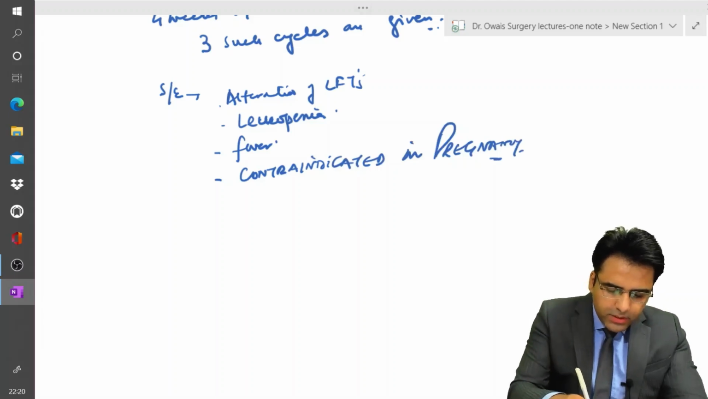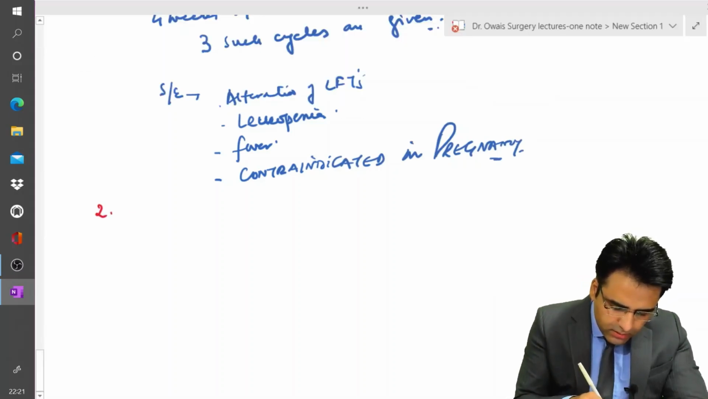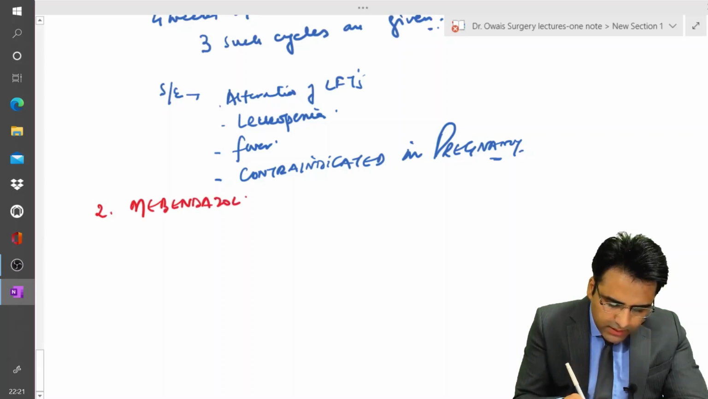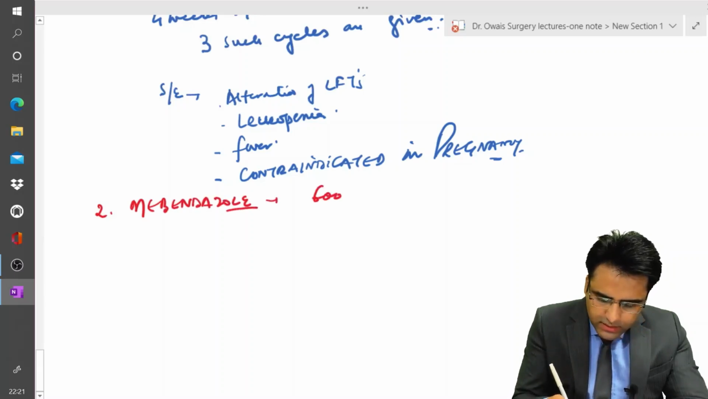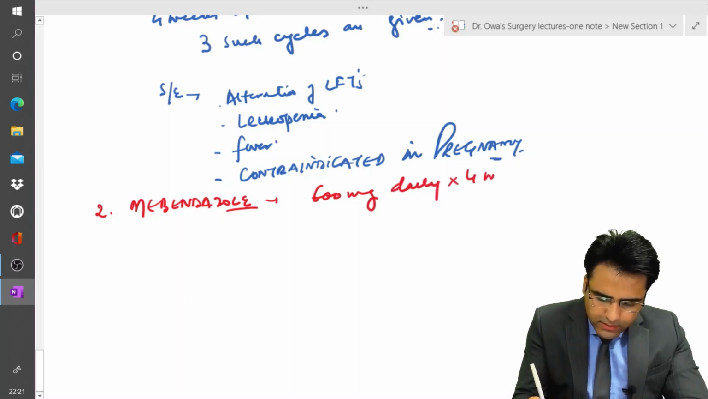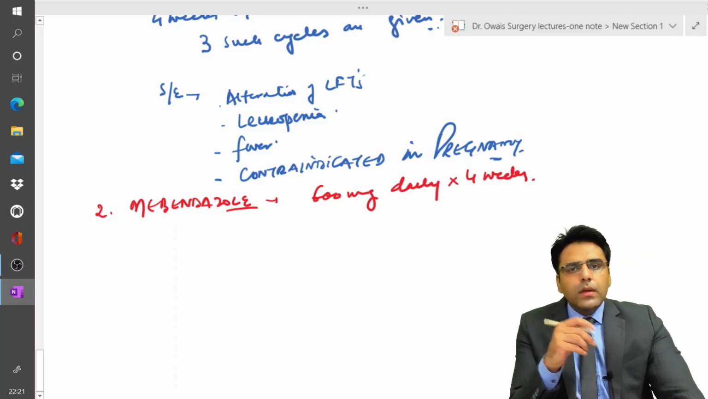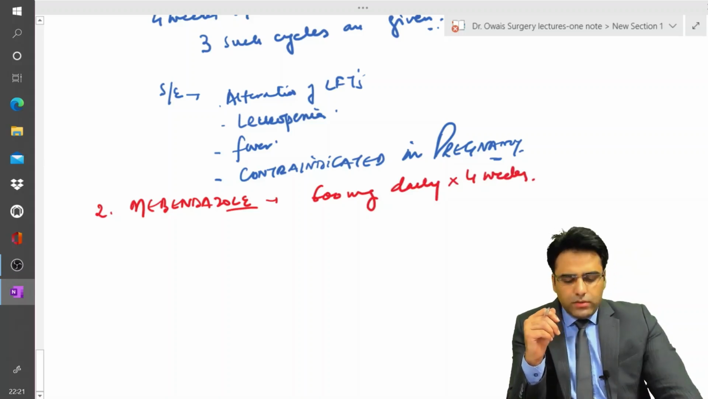Now the next important drug we have is mebendazole, and it is given in the dosage of 600 milligrams daily for 4 weeks. So mebendazole is given in the dose of 600 milligrams daily for 4 weeks.